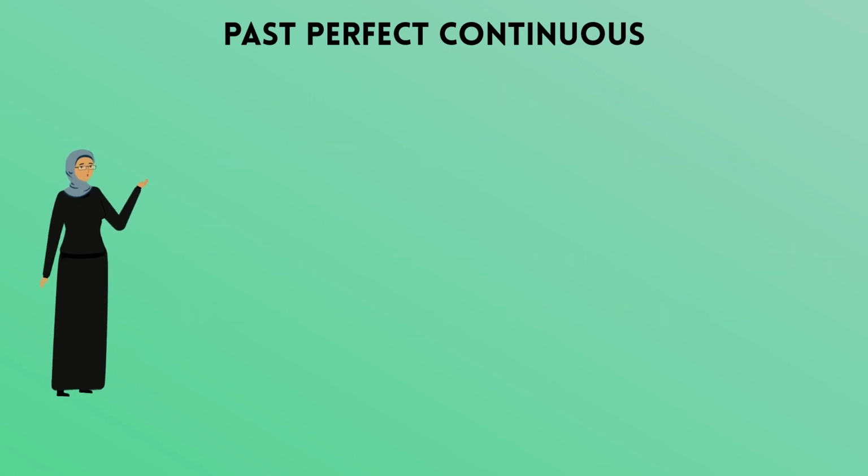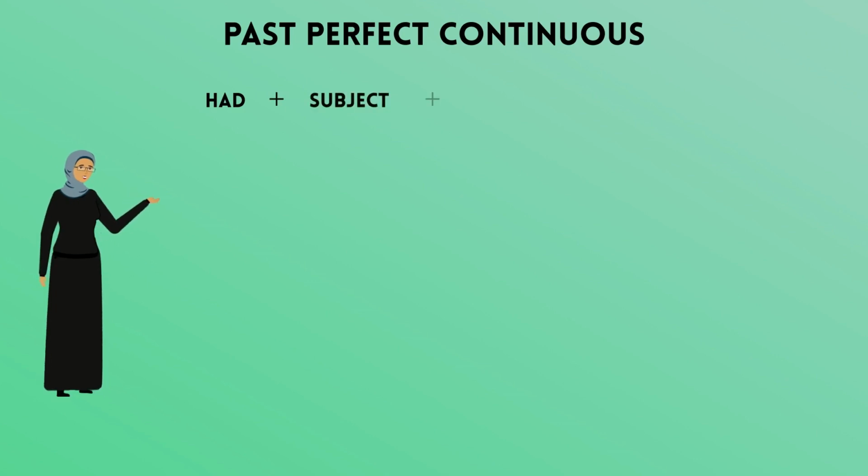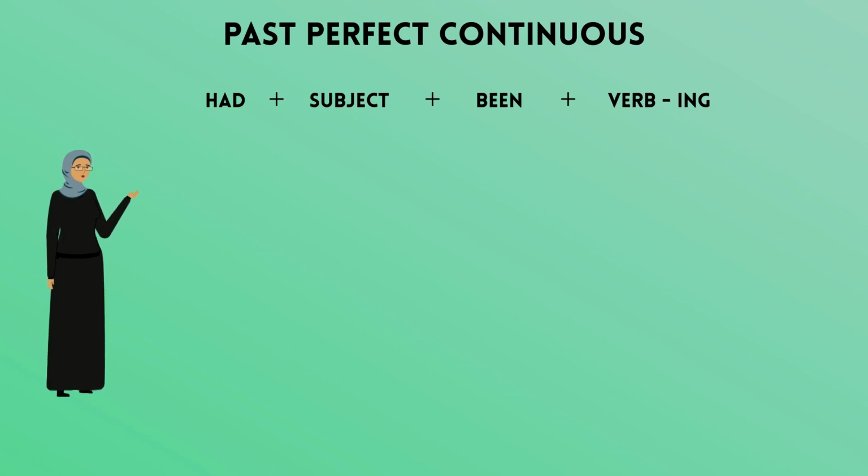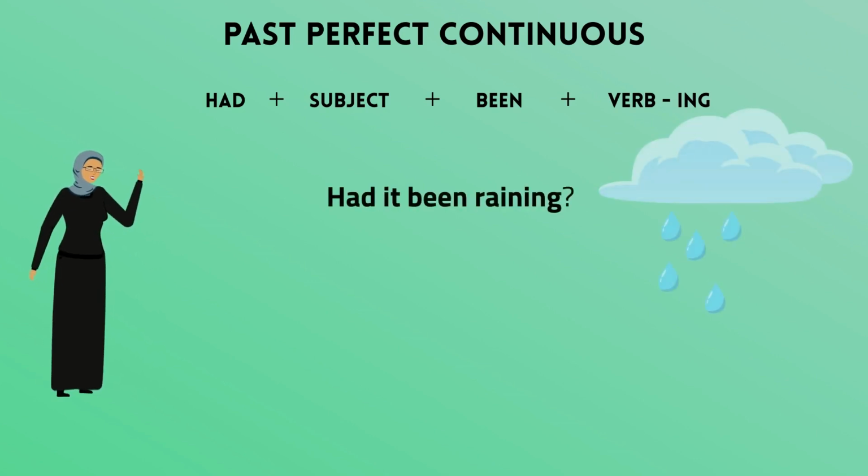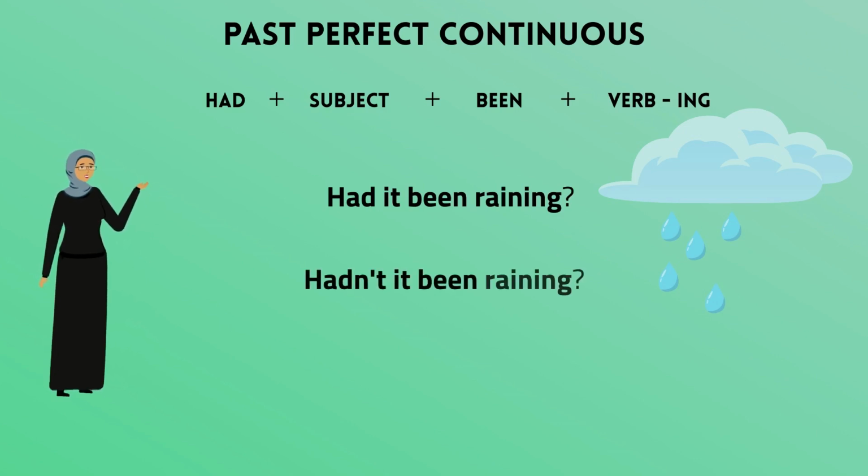Past perfect continuous questions are formed using had plus subject plus been plus verb-ing. For example, had it been raining? We can also make these negative. For example, hadn't it been raining?